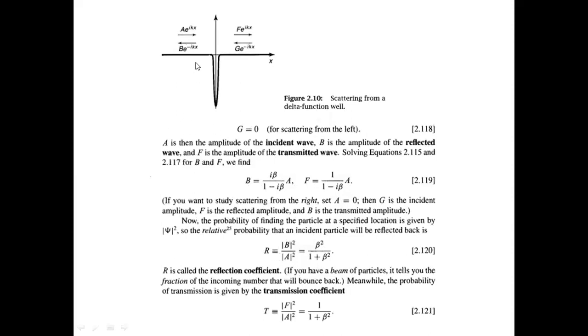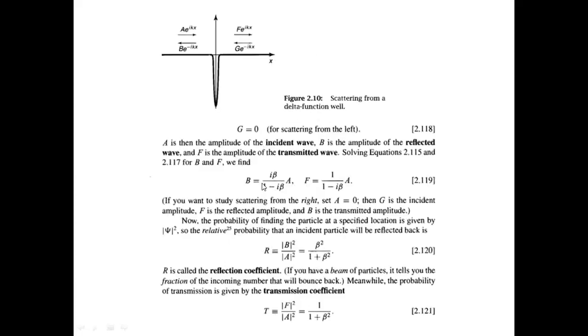If you take the ratio B by A, what you get is the reflection coefficient. A tells you how much is incoming, B tells you how much is reflected, so it gives the reflection coefficient. Similarly, F by A will tell you the transmission coefficient, how much is coming in and how much is transmitted. So the reflection and transmission coefficients are given here. For amplitudes we take the square so that we don't get any negative values.